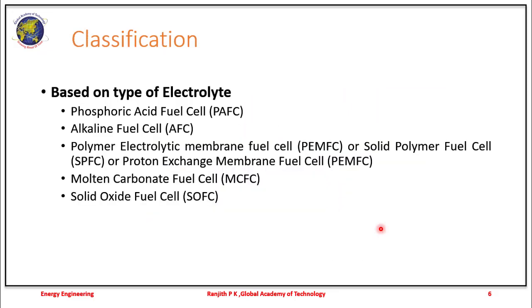The classification of these fuel cells is based on the type of electrolyte. It is classified as phosphoric acid fuel cell, alkaline fuel cell, polymer electrolyte membrane fuel cell, which is usually known as solid polymer fuel cell, or sometimes proton exchange membrane fuel cell, molten carbonate fuel cell, and solid oxide fuel cell. This classification, as the name suggests, is based on the type of electrolyte that is used for the functioning of the fuel cell.